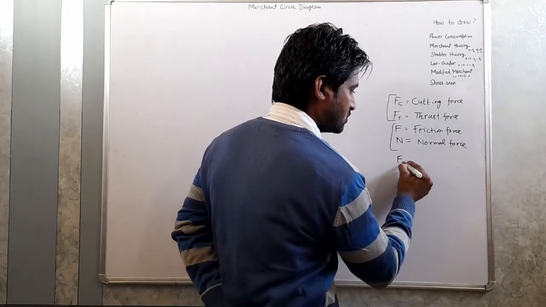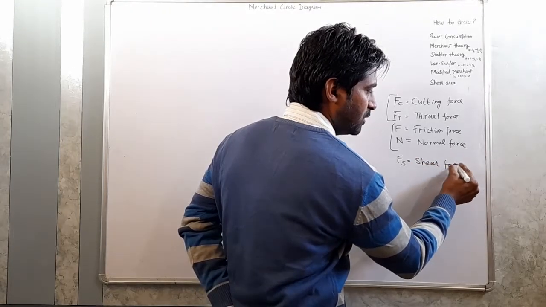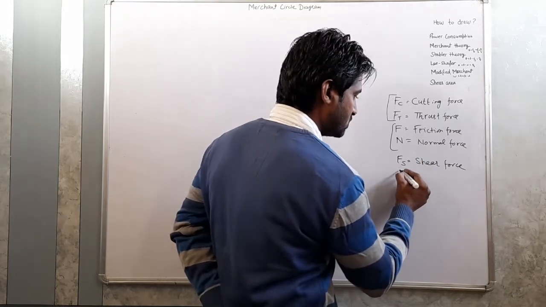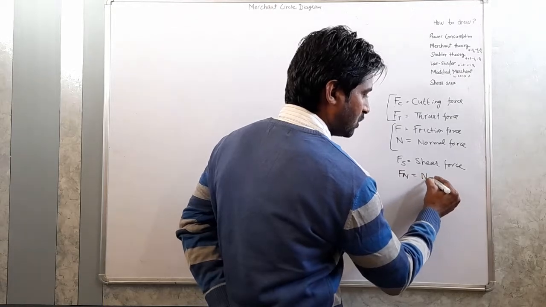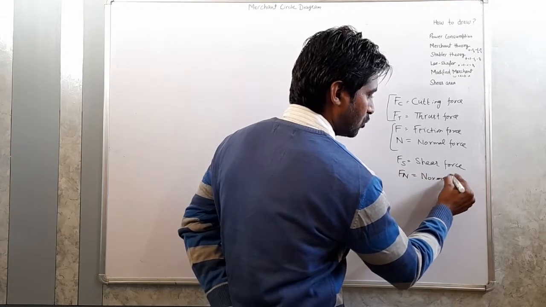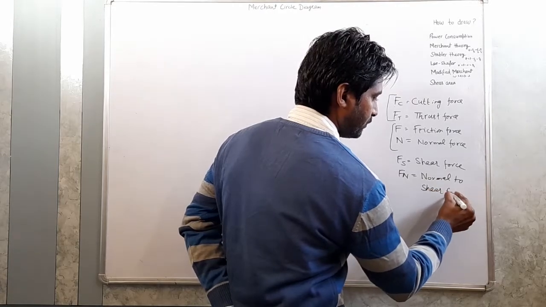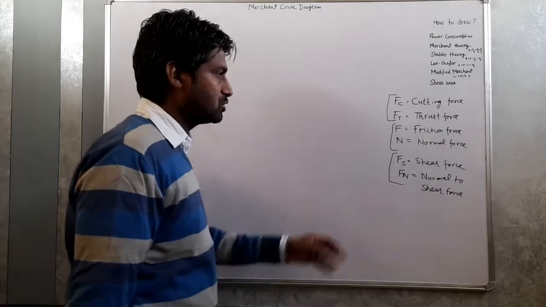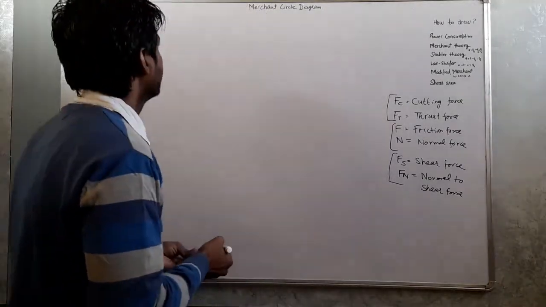Then Fs, this is the shear force. This force will be along the shear plane. And the force perpendicular to the shear force is Fn, the normal to the shear force. These both are perpendicular to each other. So I will use these forces to draw the Merchant circle diagram.